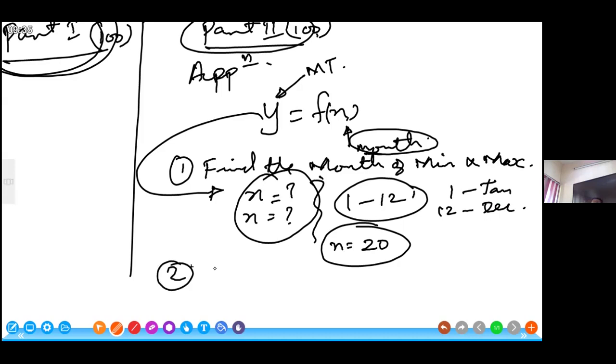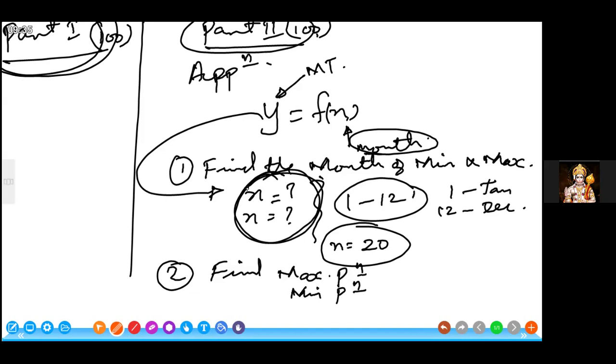The second question is find out the maximum production and minimum production. How to do it? Here you found only the month, which month the maximum would be and in which month the minimum would be. But here I am asking the production, the total production.